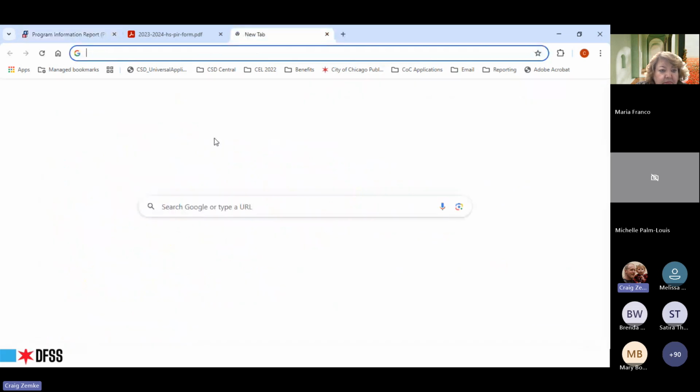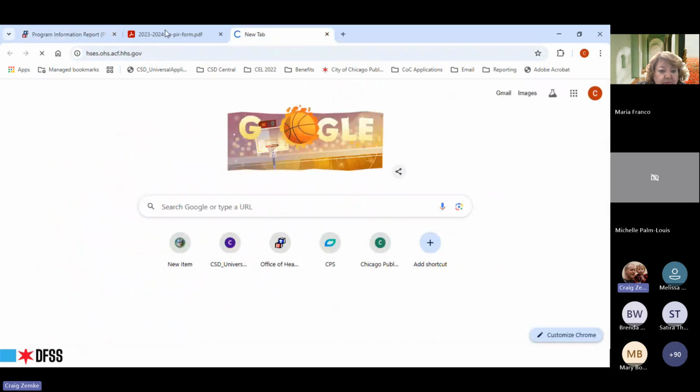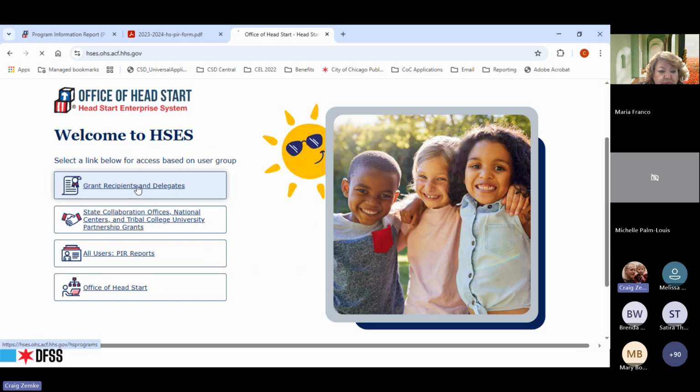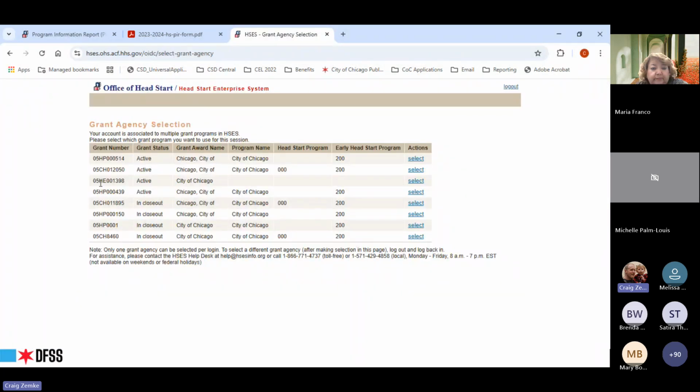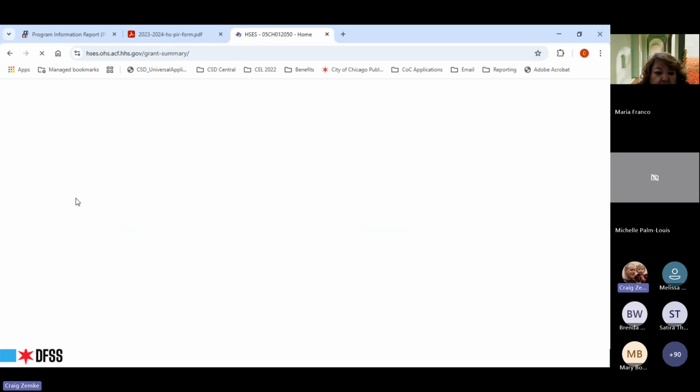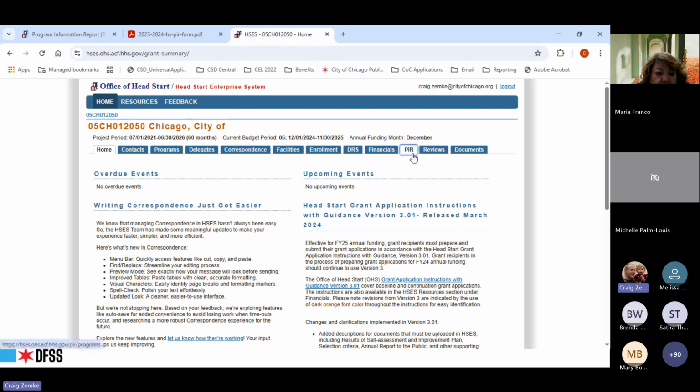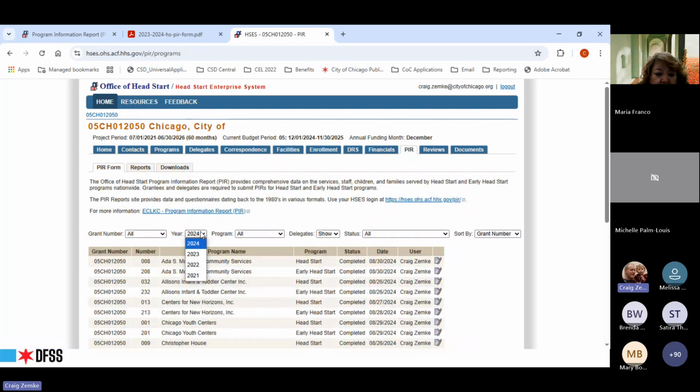Although I would say, let's see if it's open yet. What you're looking at right now is the Head Start enterprise system. These are all of our grants, current and former. So this is where it actually gets reported. And as you can see, the 2025 PIR is still not available.